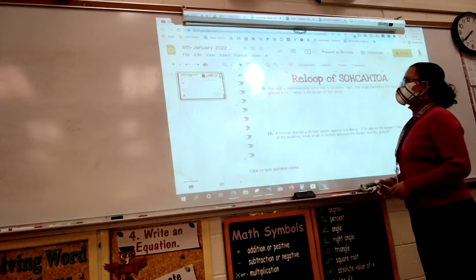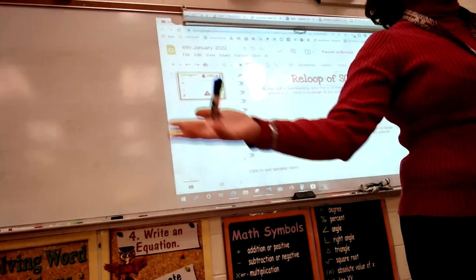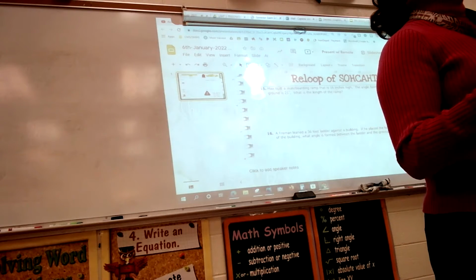So Max built a skateboarding ramp that is 16 inches high. The angle formed by the ramp and the ground is 21 degrees. What's the length of the ramp? So this time, we are applying the thing that we learned about SOHCAHTOA. So this is basically an application. No triangle, it's just wordings, a word problem that needs to be solved.